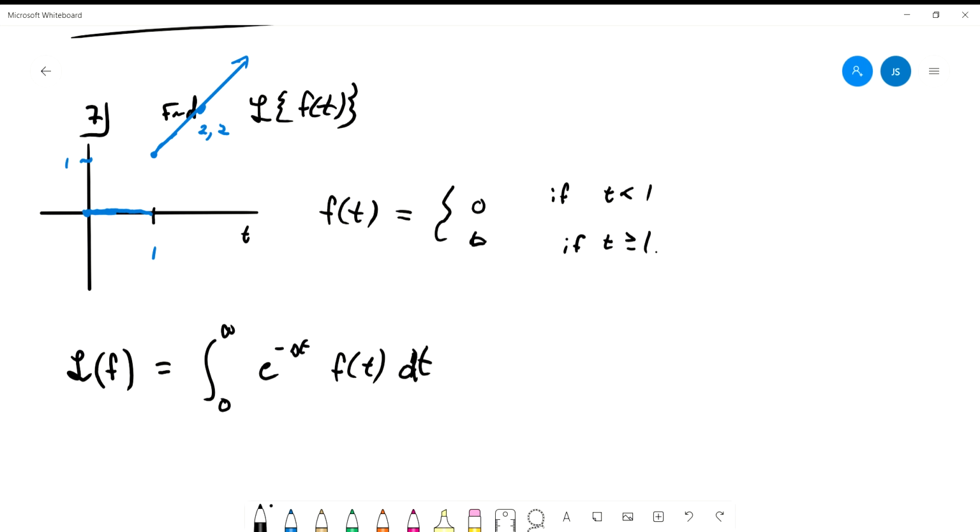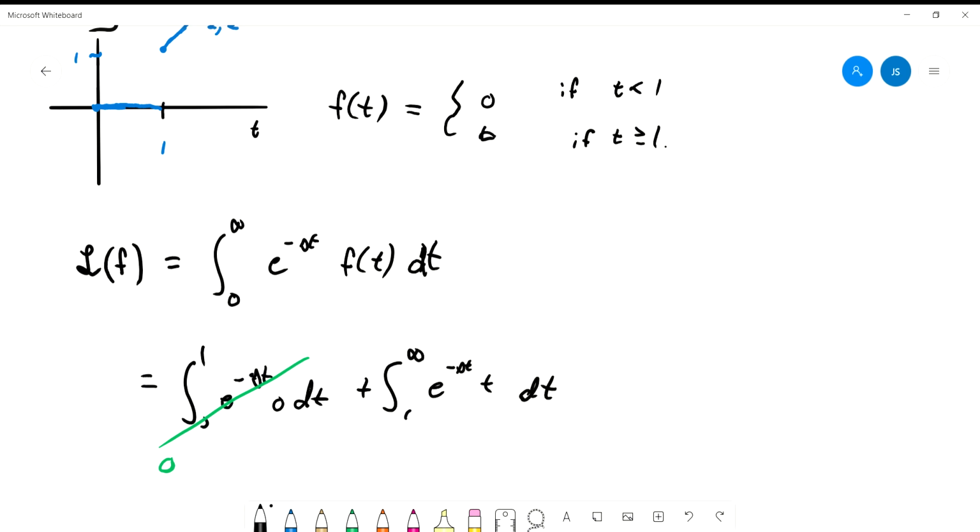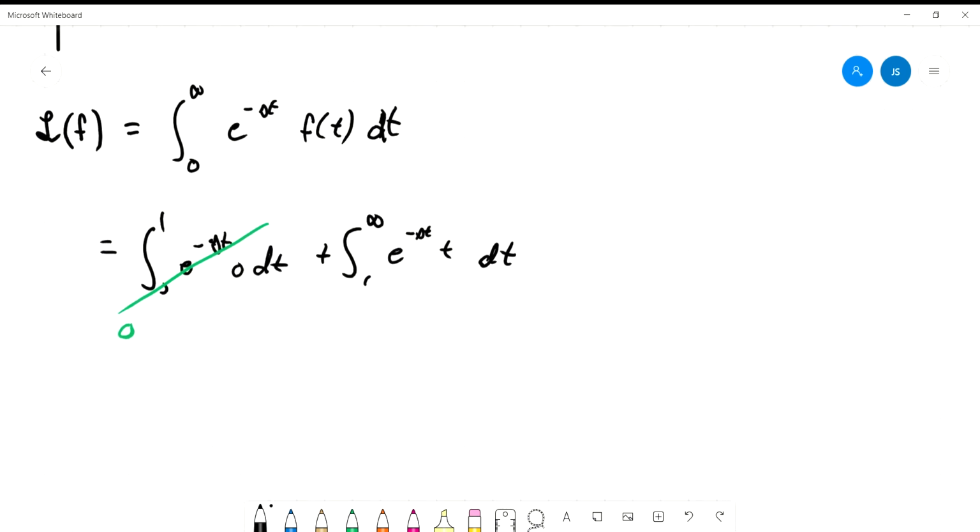We're going to break this integral up over two intervals because the function's piecewise defined. So we're going to take it over the first interval. It's just going to be the integral from 0 to 1. In this case, it's e to the minus st times 0 dt. Of course, that whole thing is 0. So this is all 0. And we're also going to add the integral from 1 to infinity of e to the minus st times t dt. And now we're going to have to do integration by parts on this integral.